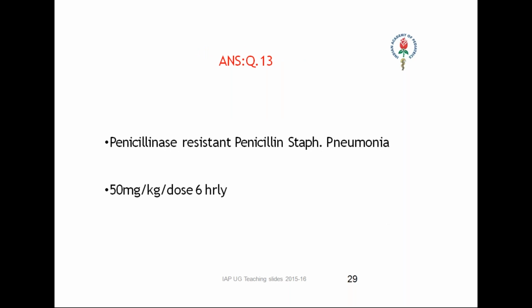So penicillin resistant penicillin, Staphylococcus pneumonia. Usually cloxacillin we use against Staphylococcus aureus. If you suspect staph pneumonia, that means if you are having any pneumatoceles on your X-ray, any empyema, or any long-standing thing that is not subsiding, then we preferably add cloxacillin. The dose is 15 mg per kg per dose, 6th hourly.